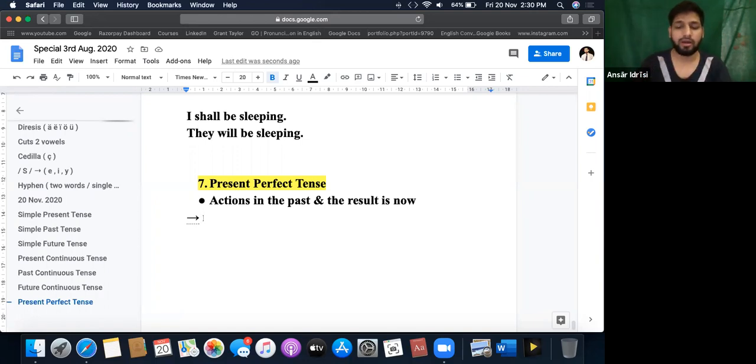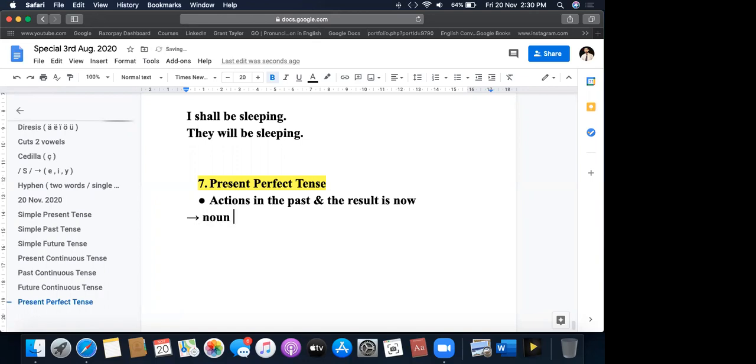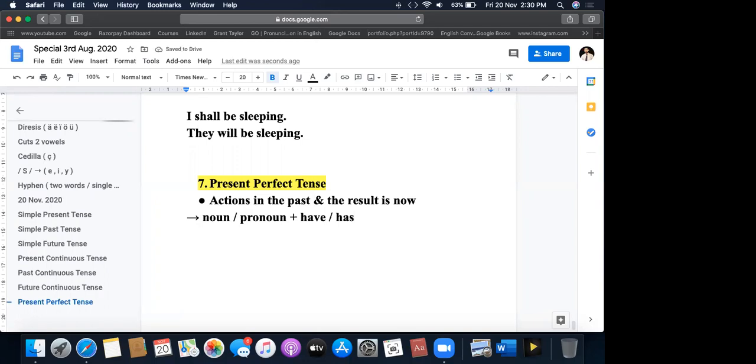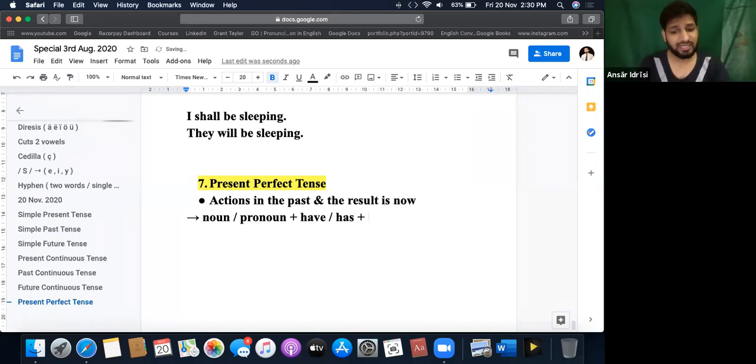What is the formula? Noun and pronoun plus have or has. Have for I, you, we, they. He, she, it has. Verb third form plus context. That's it. इतना ही है.